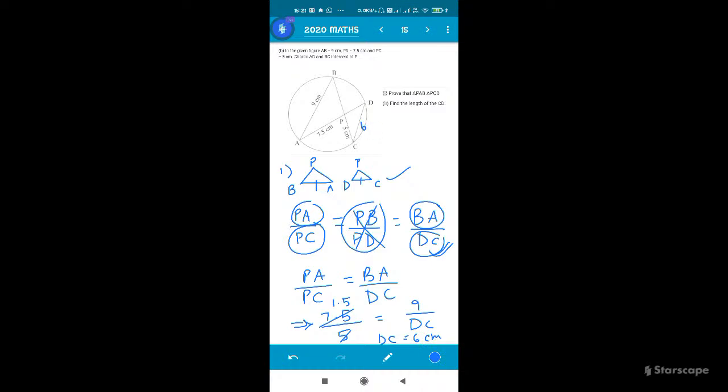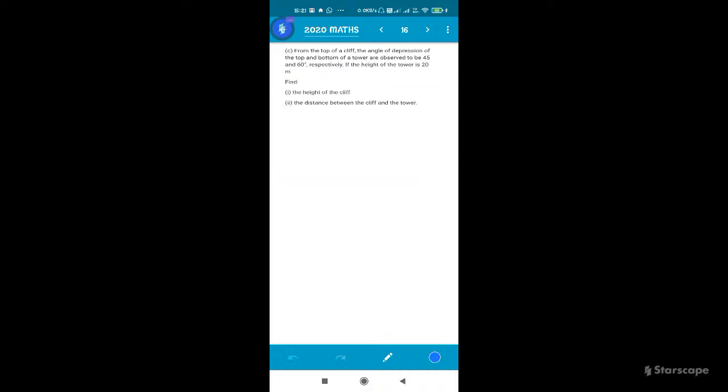So very simple question, and it will give you 2 marks because there were 2 questions, and you can easily fetch these marks for yourself. I hope this question is also clear. Alright, then let's move on to the next question.